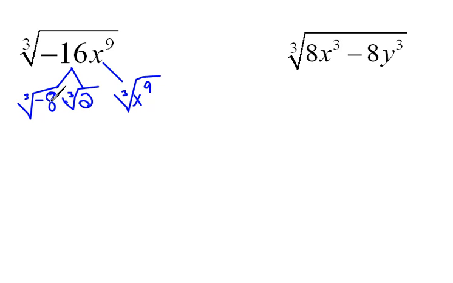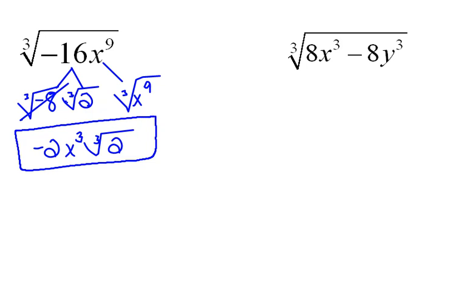The cube root of negative 8 is negative 2. So we can do that. We can't do the cube root of 2, but we can do the cube root of x to the ninth, because 3 will go into 9 3 whole times. So that would be x cubed, and then we still have our cube root of 2. Now, is this fully simplified? Remember, we don't have to worry about absolute value bars when we're working with cube roots. Those are okay to be negative numbers.